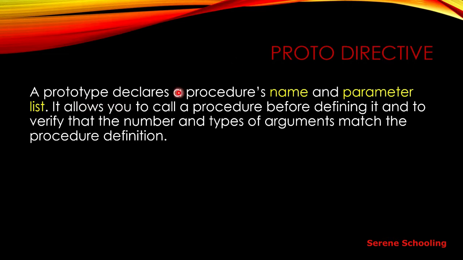A prototype declares the procedure's name, and we know that we will have parameters for sure. So name and the parameter list. It allows you to call a procedure before defining it. Of course, before defining, we have to declare it above the main procedure, and to verify that the number and the types of parameters match the procedure definition. We will see this in detail by this example.